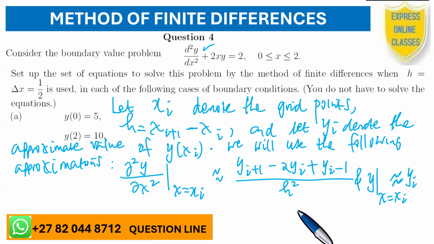But we use the same relation in this module, or actually in applied mathematics by and large. The partial derivative is more general because multivariable functions are differentiated using partial differentiation. But we then say y evaluated at x equals xi becomes yi. What does it mean? It means that y at xi becomes approximately yi. So that is the notation: y, whenever evaluated at xi, is approximately yi.